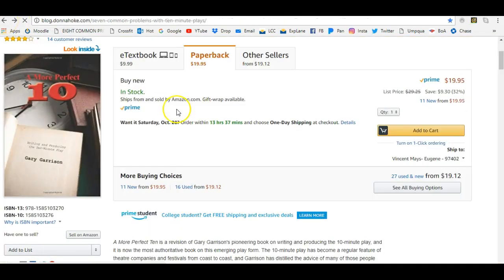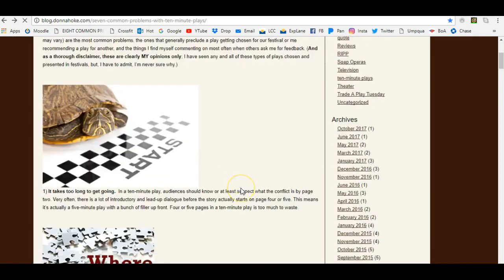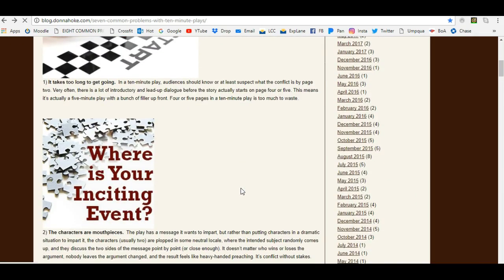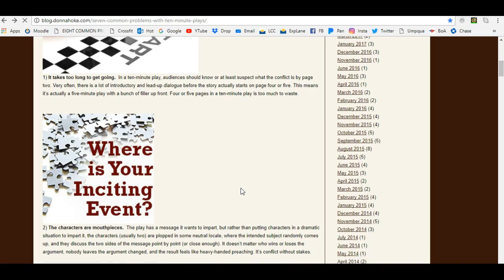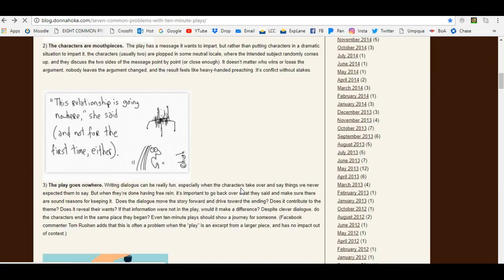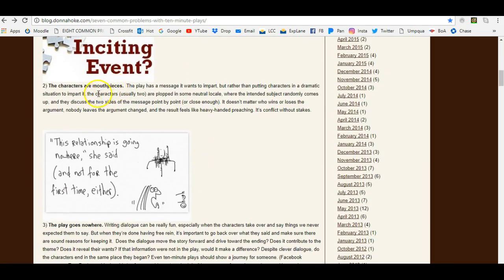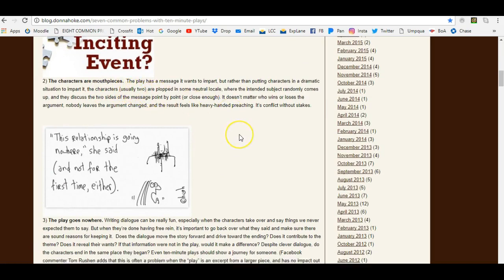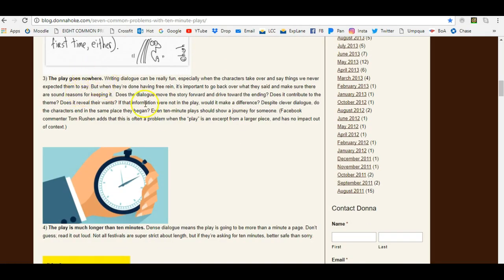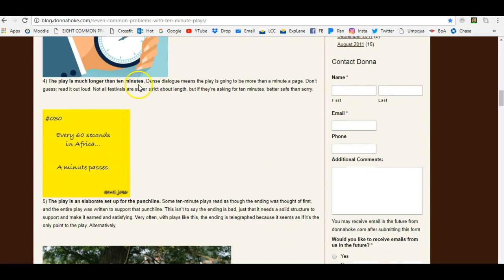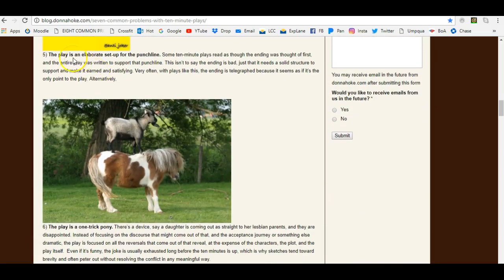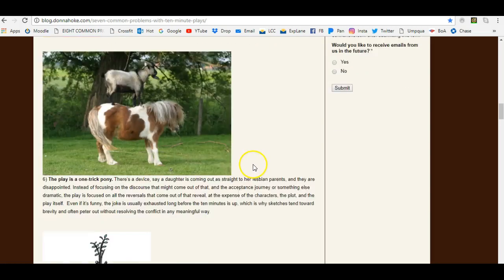So this is an insightful description of why 10-minute plays don't work. They take too long before they get going. The characters are just sort of mouthpieces for the playwright. Nothing happens. The play goes nowhere. It should not be longer than 10 minutes. Again, the play is an elaborate setup for a punchline. That means it's a skit.